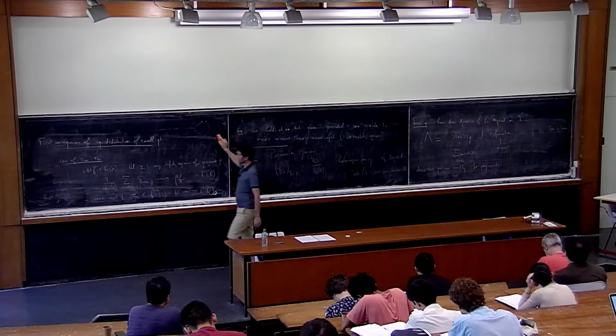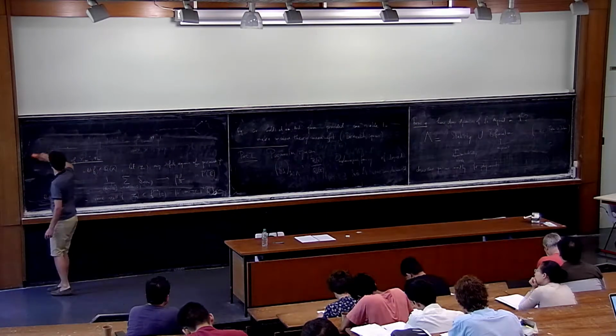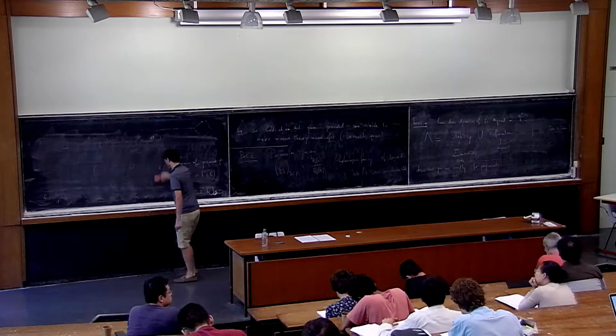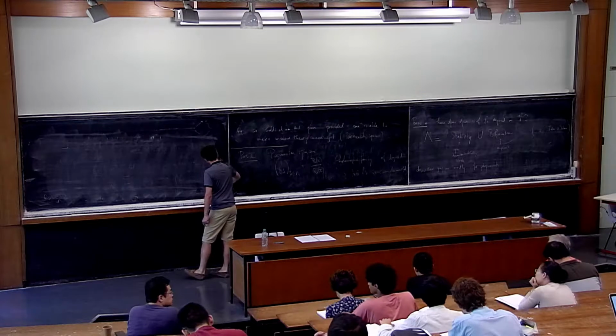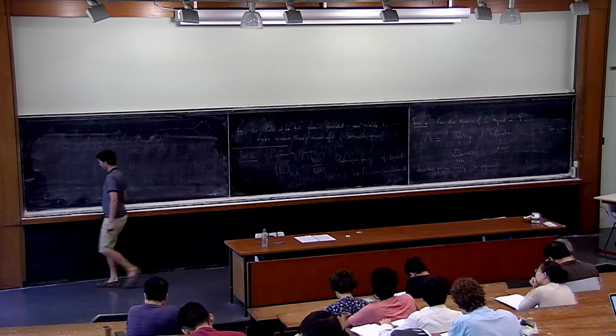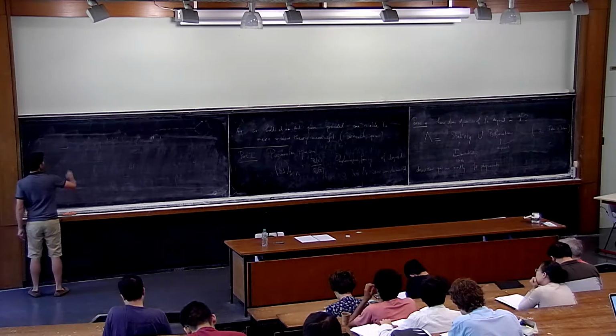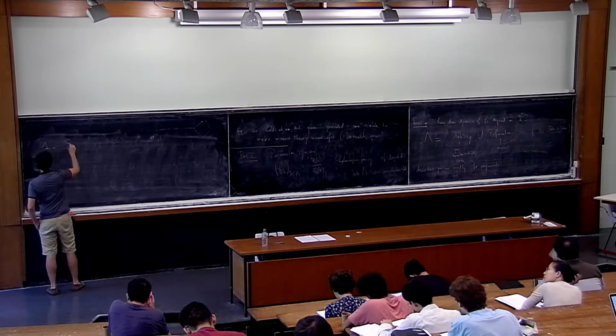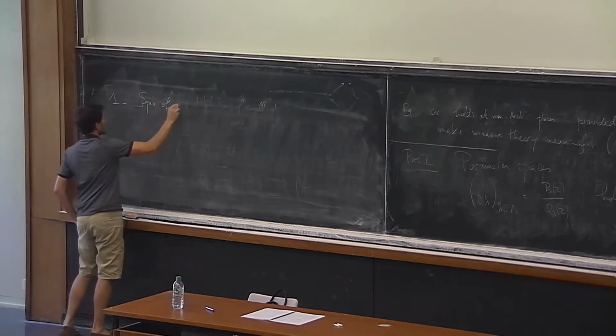So let's start with the most classical setting. The most classical setting is the case of quadratic polynomials. So first case, the space of quadratic polynomials.